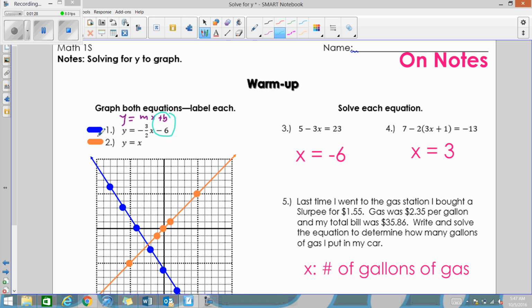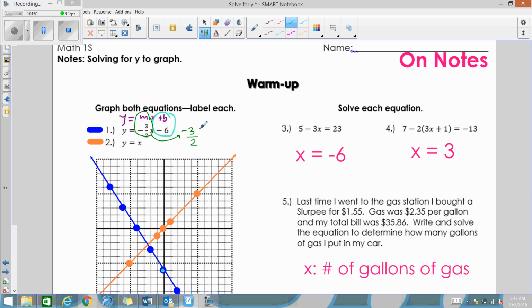So with this blue line, we're going to begin down 6. So that's why I'm down 1, 2, 3, 4, 5, 6. That's where I begin. And then my slope tells me what I'm doing. Now it's -3/2, which means I'll think about it like this: -3/2.